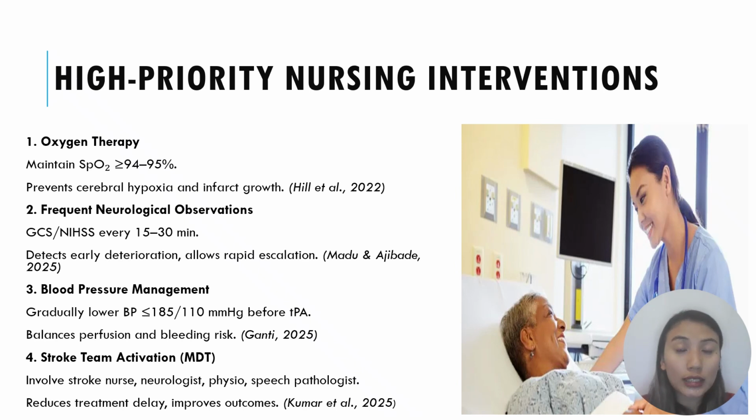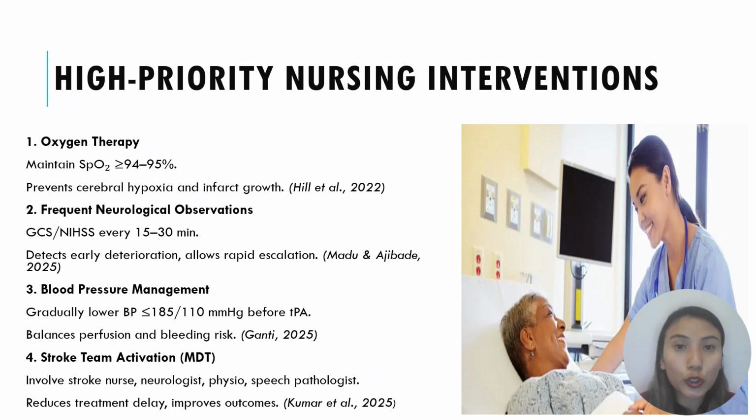If thrombolysis is planned, maintain blood pressure below 185 over 110 millimeters of mercury, and also below 180 over 105 millimeters of mercury after treatment. Gradual control is essential to maintain cerebral perfusion pressure while reducing the risk of hemorrhagic transformation. Ongoing blood pressure monitoring helps prevent secondary complications and promote cerebral recovery.